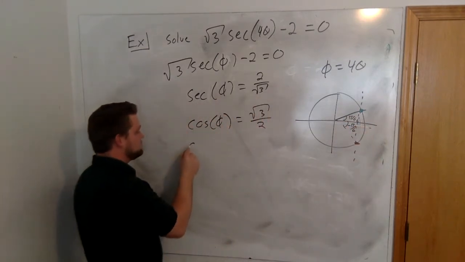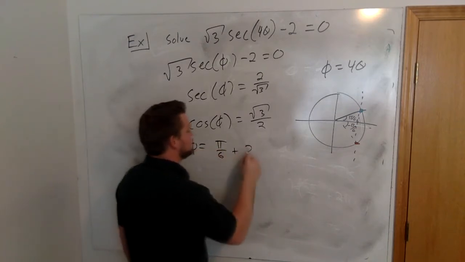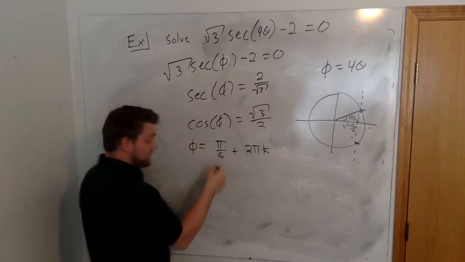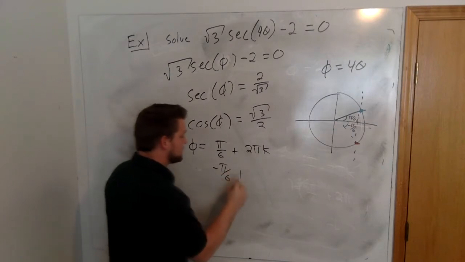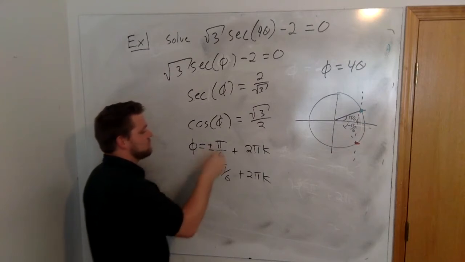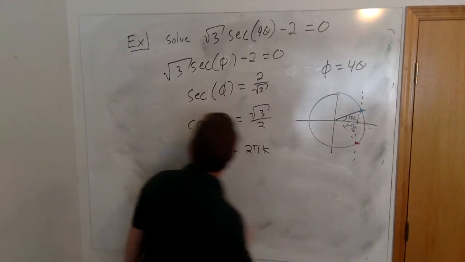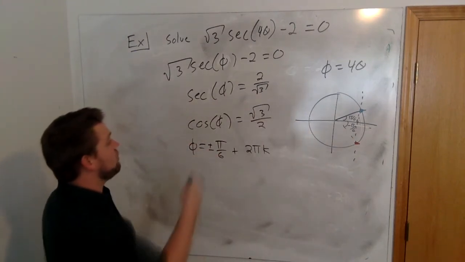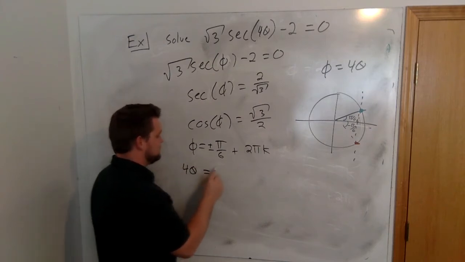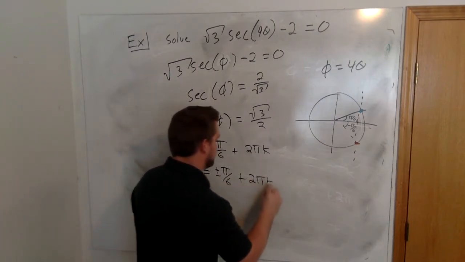So phi could be equal to pi over 6 plus 2 pi k, or we could have negative pi over 6 plus 2 pi k, but let's just glue these together and say it could be plus or minus pi over 6 plus 2 pi k. But again, we're not solving for phi here. We're trying to solve for theta, so let's make that replacement. So here we'll have 4 theta is equal to plus or minus pi over 6 plus 2 pi k.